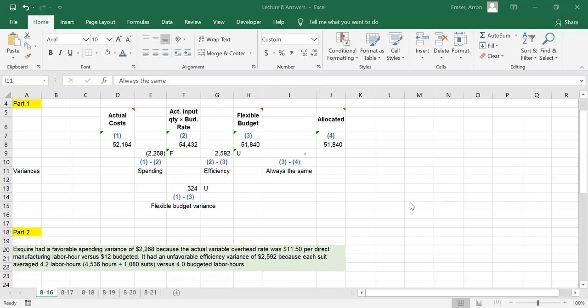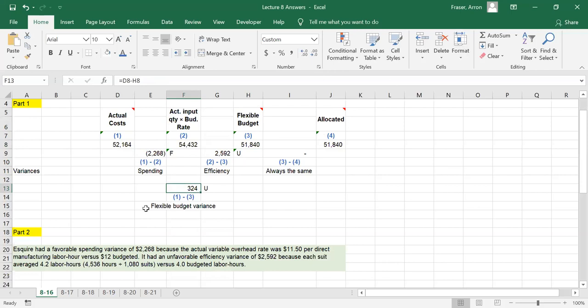Right, so we come down to the next level of variance, which is the flexible budget variance, which looks at the difference between the actual cost incurred and the flexible budget amount. So the actual cost incurred is $52,164, and the flexible amount is $51,840. So you'll have an unfavorable flexible budget variance of $320.